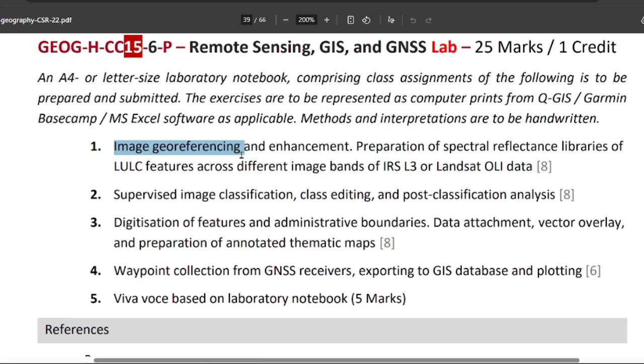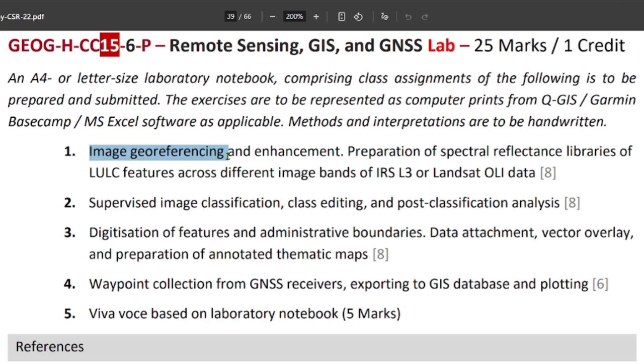In today's lecture, we will discuss the concept of image georeferencing, types of image georeferencing, and its importance in GIS and the real world. Now, the first question is, what is image georeferencing? It is a process through which an image or map, if not already defined by a geographic coordinate system, is aligned with that geographic coordinate system.